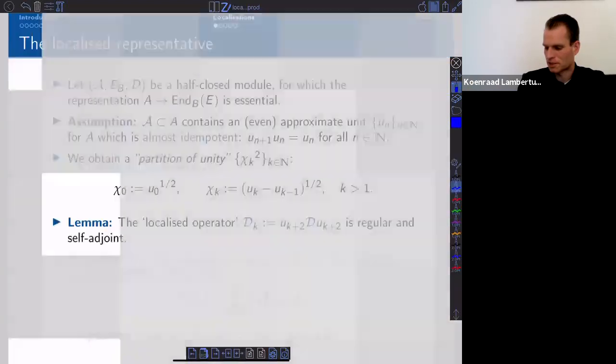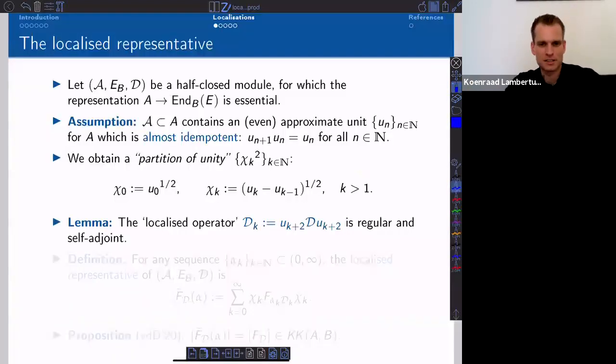Okay, so we're going to use these to localize our operators. We start with our operator D, the possibly non-self-adjoint operator from our half-closed module, and we sandwich it between the two elements of this approximate unit. We call this operator dk. It is known that this operator is going to be regular and self-adjoint. So even if D is not self-adjoint, this localization will be self-adjoint. And since D is regular, this localization will also again be regular.